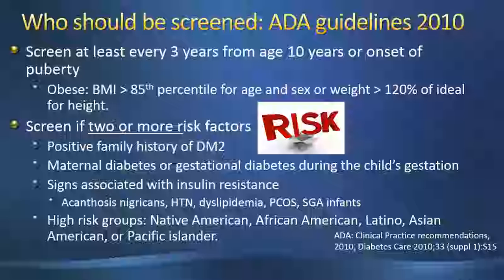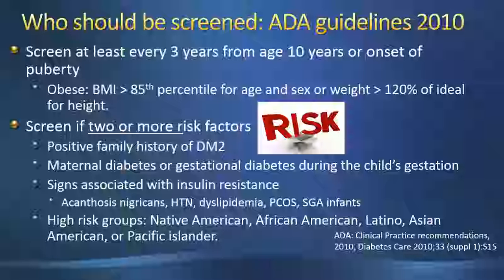And then the other time to screen is if they have 2 or more risk factors: a positive family history of type 2 diabetes, or if mom had gestational diabetes, especially during the child's gestation, since that child is at higher risk. Also other signs, including some that I didn't mention, like dyslipidemia, hypertension, PCOS. Also, small for gestational age infants tend to have more issues.